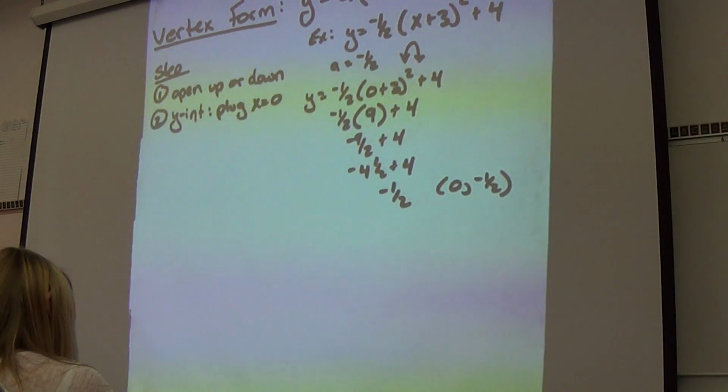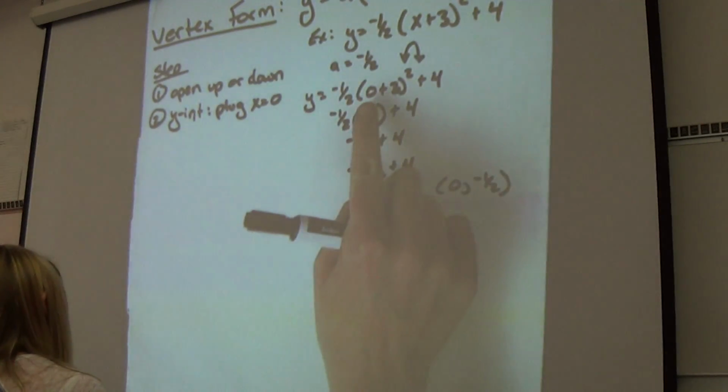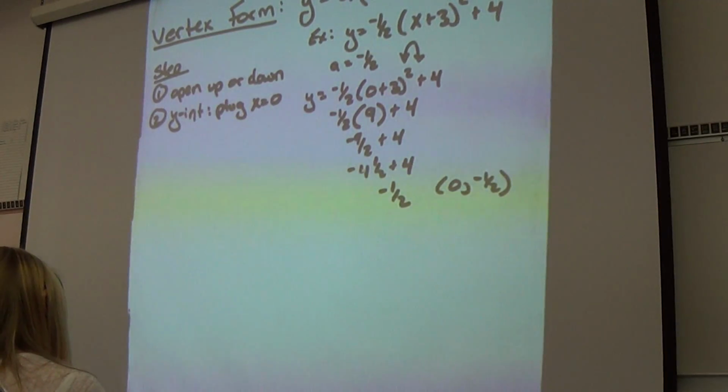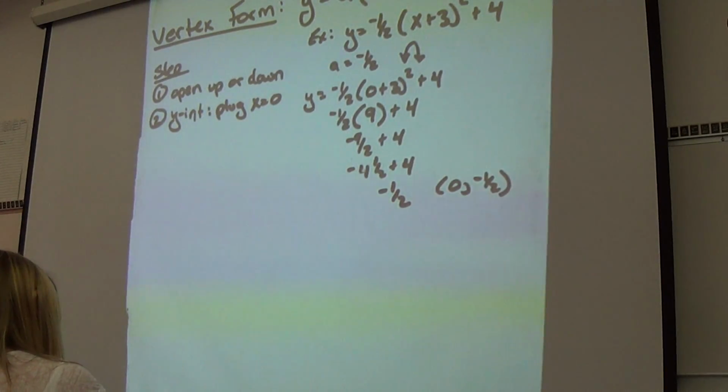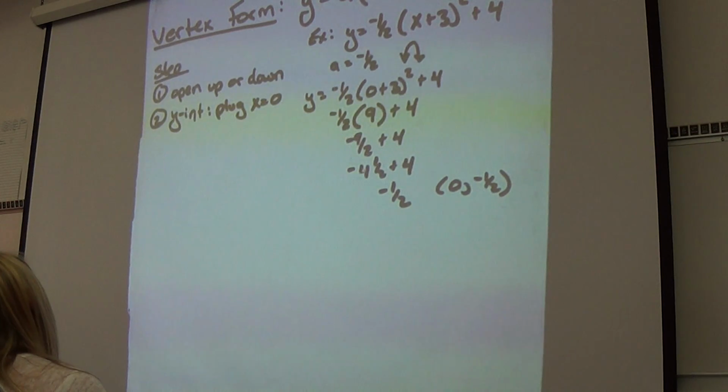Why is it 0? Because we plugged 0 in for x. So your y-intercept will always be 0, and then whatever number you got as a result. So no matter what, for the y-intercept, x is 0, yes.